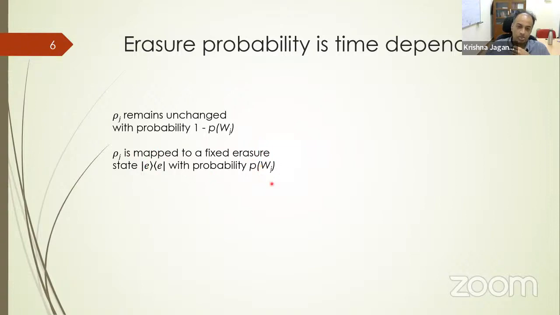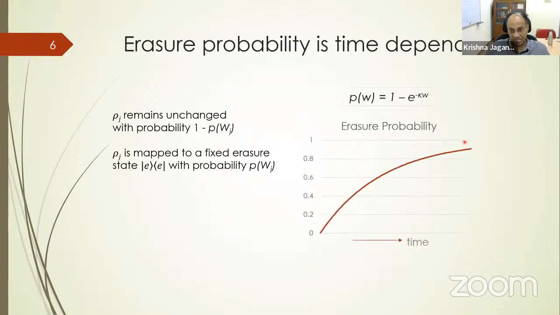So p is the probability of erasure, but I'm going to call this probability p of Wj. I'm going to model this as a function of the waiting time in a queue. The longer it waits, the more likely it is to decohere. So if a qubit is waiting for a longer time in a queue, the more likely it is to get erased. This is an example of exponential decoherence, so that the coherence times are exponentially distributed with some parameter kappa, but it doesn't have to be exponentially distributed. Any increasing function of the waiting time is good.